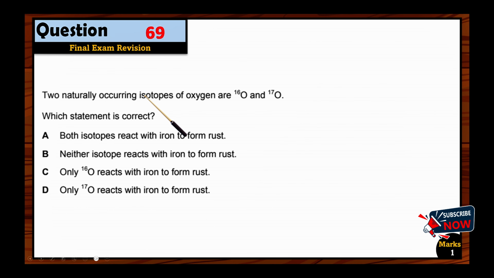Question 69. Two naturally occurring isotopes of oxygen are shown here. Which statement is correct? Both isotopes react with iron to form rust. So this is a chemical process, right? So isotopes have the same chemical properties. It means this option is right.